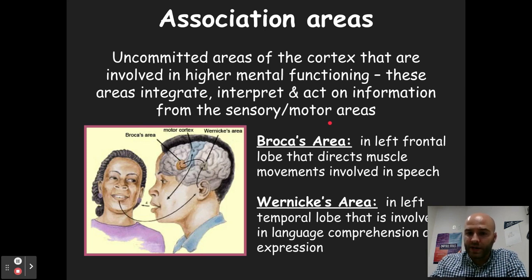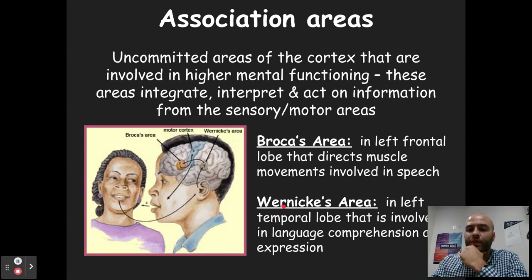So the first of these areas is named after a guy by the name of Paul Broca. It's called Broca's area. It's in your left frontal lobe, right here. Okay? And it directs muscle movements involved in speech. It allows you to form and use your mouth and tongue to create speech, right?